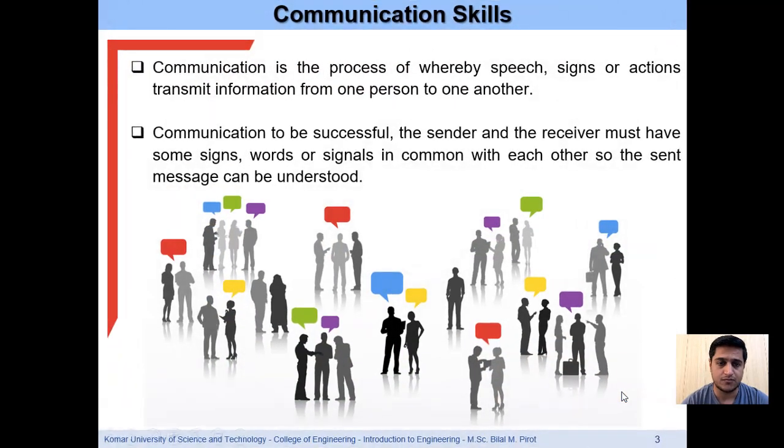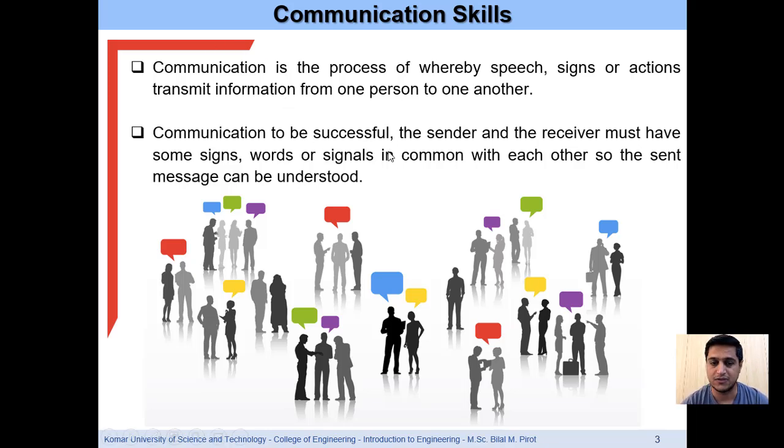First of all, what is communication skill? Communication is the process whereby speech, signs, or actions transmit information from one person to another. It means there is information that should be transferred from one side to the other side. So communication is the process of transmission of this information.